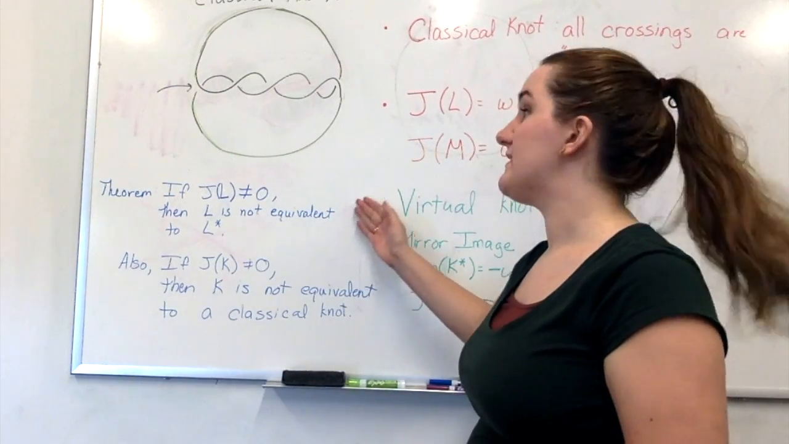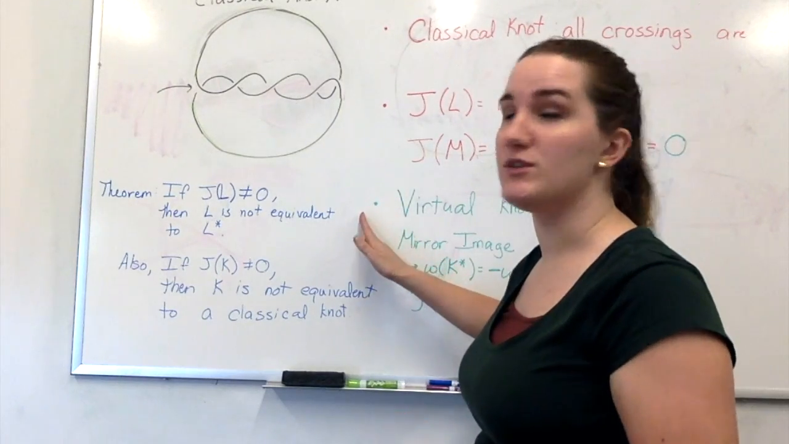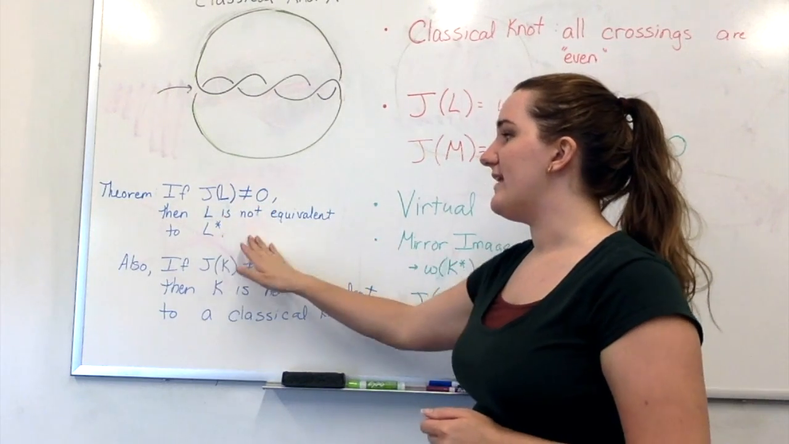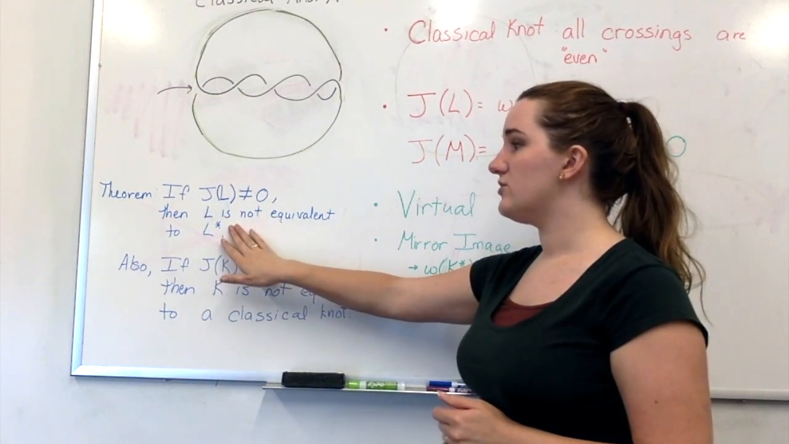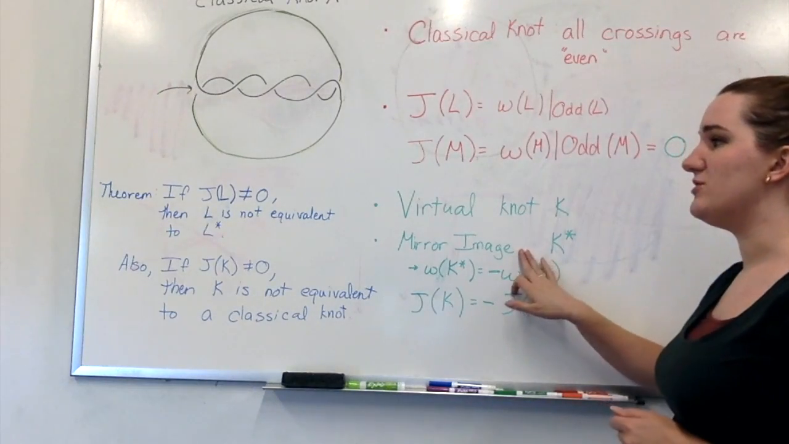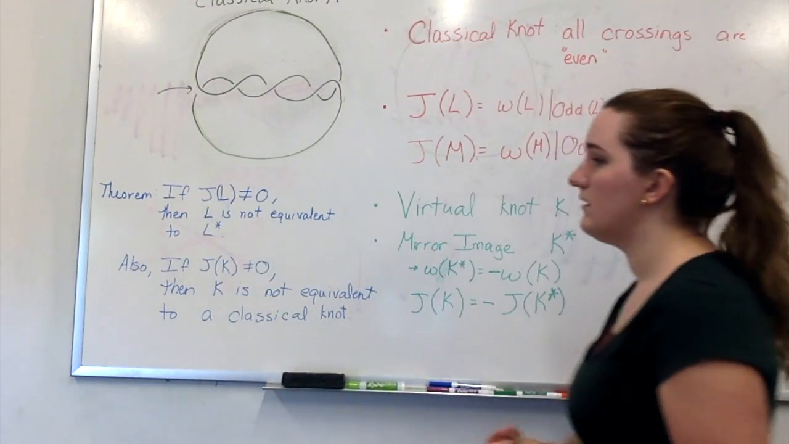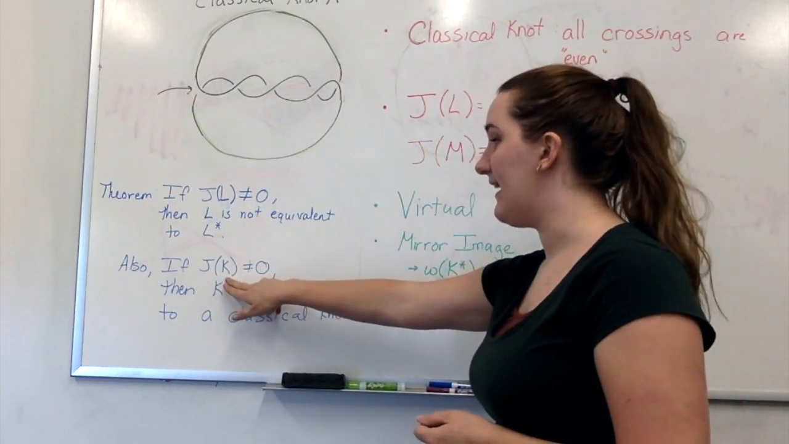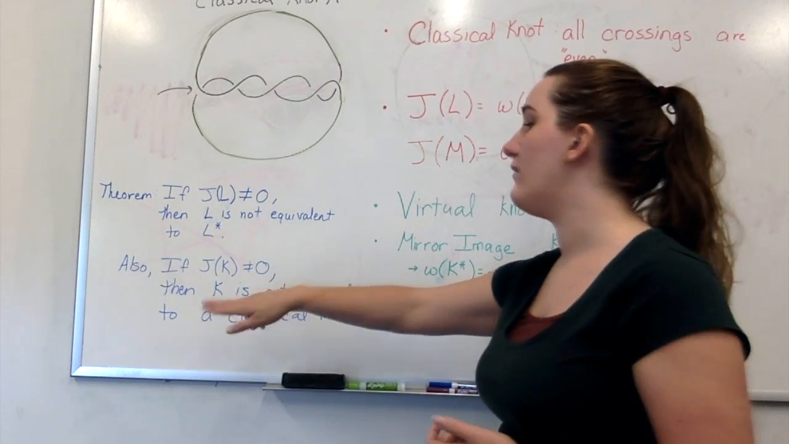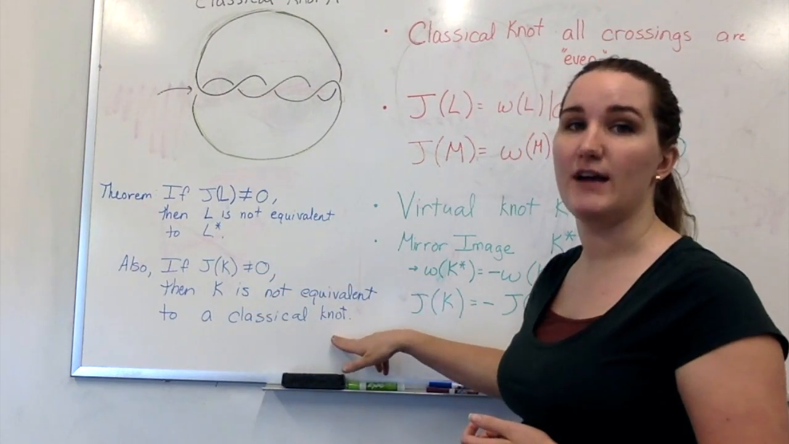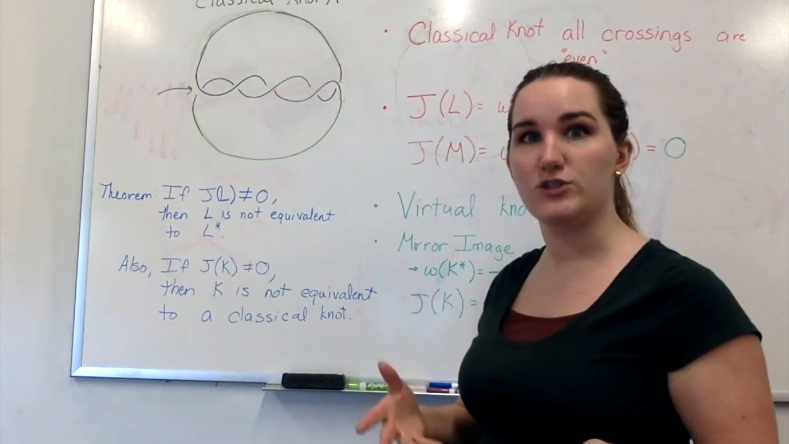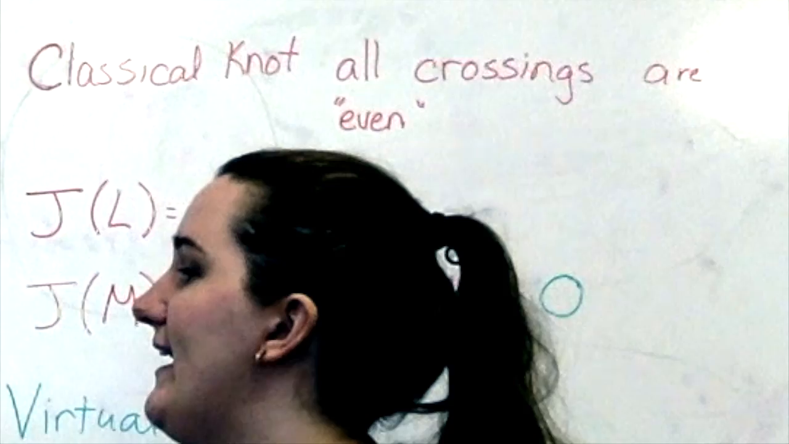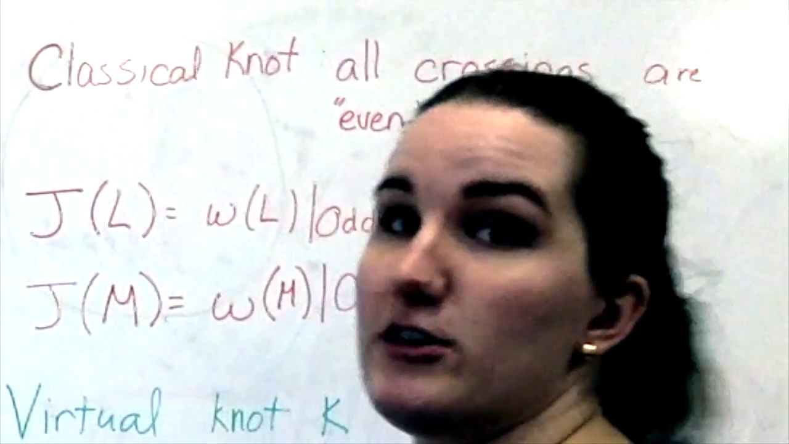So now we're going to talk about this theorem that comes from virtual knots. The theorem says that if J of L is not equal to 0, then L is not equivalent to L star, where L star would be the mirror image of the virtual knot L. Also from that theorem, we get that if J of K, the knot K, is not equal to 0, then K is not equivalent to a classical knot, which means that K would have to be, of course, a virtual knot. So let's start by talking about what this J polynomial, or J function, is.